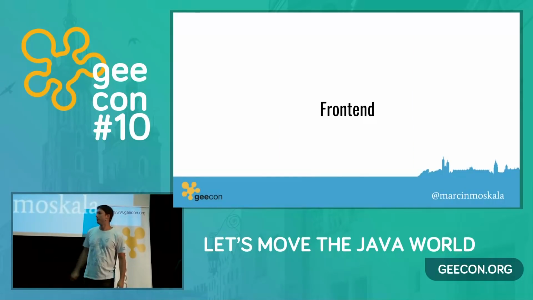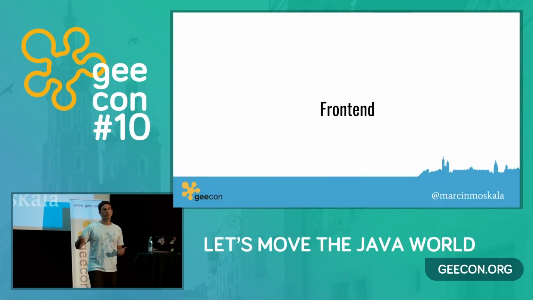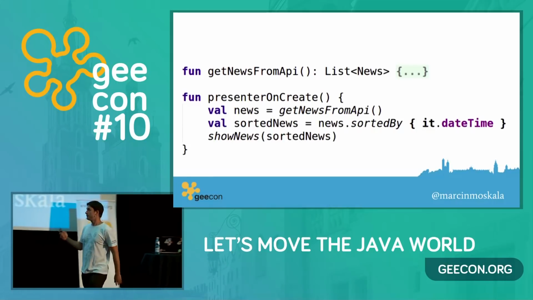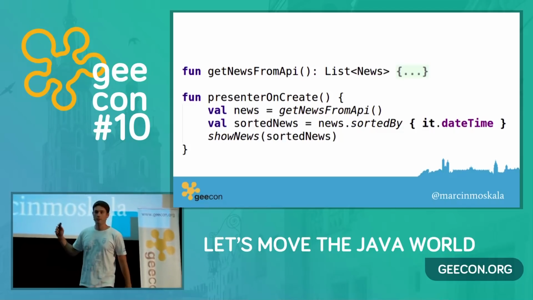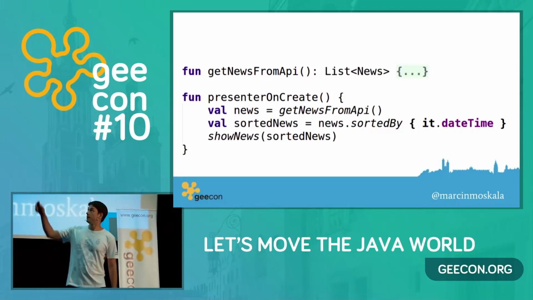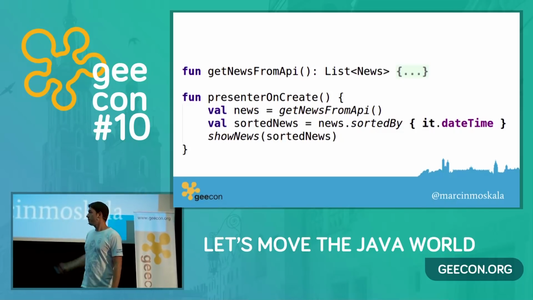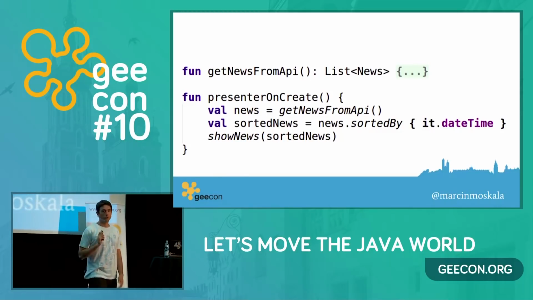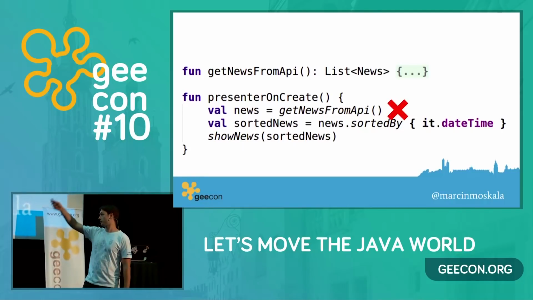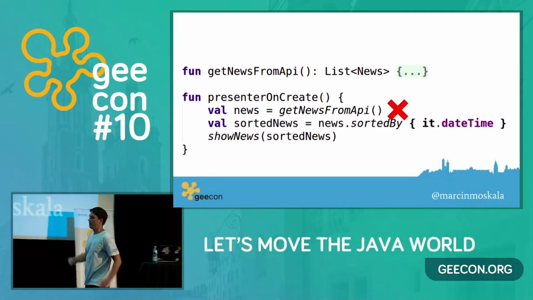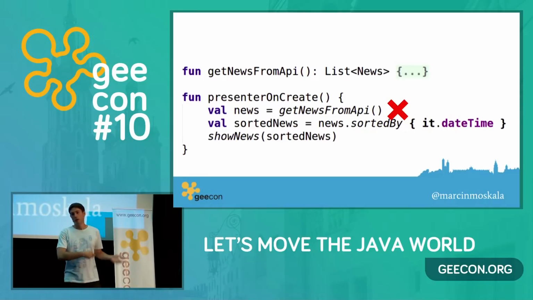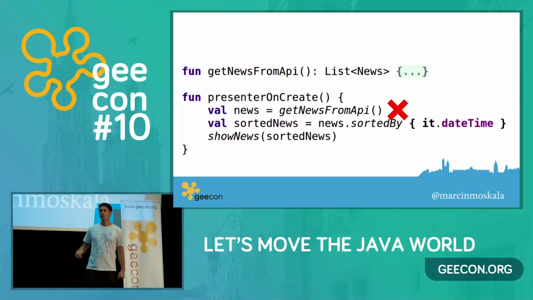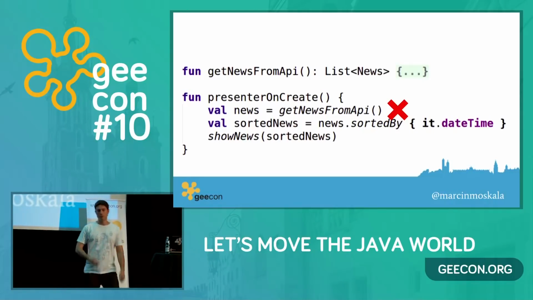Let's start with front-end developers, and by front-end I mean not only websites, but also Android, iOS, desktop. This is a typical front-end problem. We load some data from some API, we do some processing, and we display it on our screen. It doesn't work because we cannot load data from an API on the main thread. We either freeze our front end or we get an error, like in Android. So we cannot do it this way.